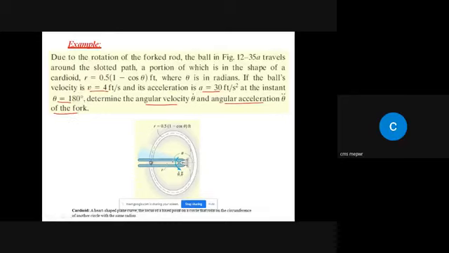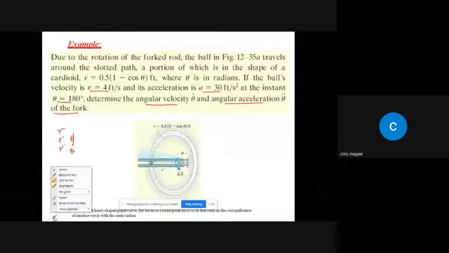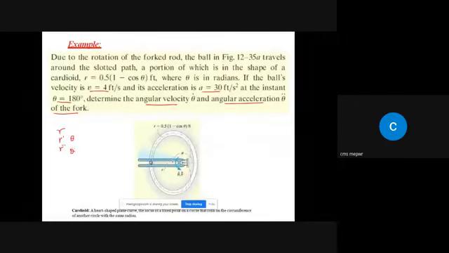So I told you, if we have r, if we find r dot, r double dot, if we have theta, theta dot and theta double dot, we can find acceleration and velocity. In this case, the orientation is a little different. We are given this, this, and this. This means we can find this thing, and what is required is theta dot and theta double dot, right? The equation of r is given.